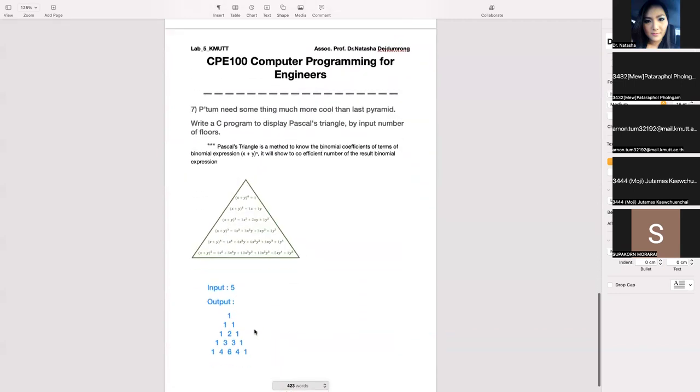Okay, the last one is the pyramid, the same pyramid as in the last class, but I want a better pyramid. Last time I asked you to create a pyramid from asterisks and write the number of each row. Now I would like a pyramid of Pascal's numbers. Pascal's triangle is one of the classic pieces of mathematics knowledge. Pascal's triangle is the coefficients of the binomial expansion of (x plus y) to the power of n.